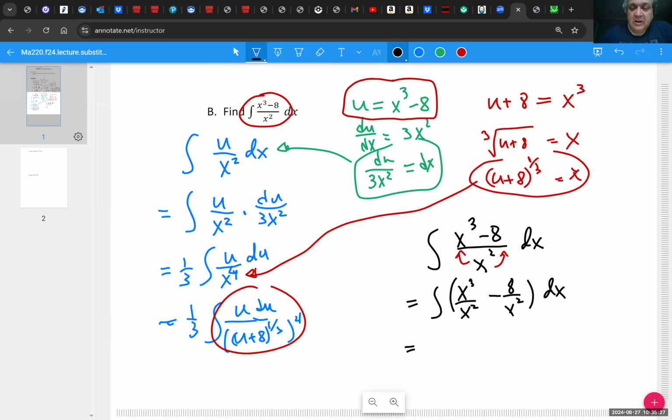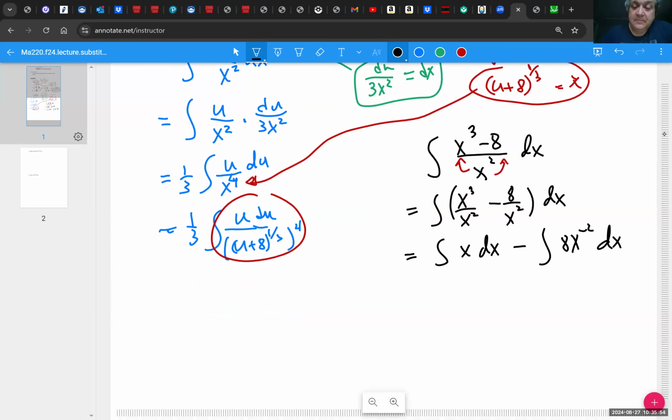And I'll use some more algebra to simplify this. x cubed over x squared is x, and I can write that as x dx. I could do this separately. And the simplification 8 over x squared is just 8x to the minus 2, because of negative exponents. And now we have two problems which are just powers, x to the 1 and x to the minus 2. And so we can antidifferentiate those directly without using any kinds of fancy things like substitution.